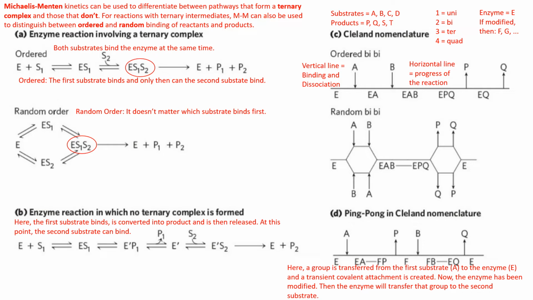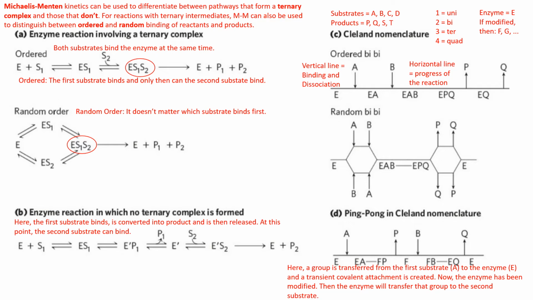So here we have an ordered bi-bi and a random bi-bi. So if you have a vertical line, that equals binding and dissociation. So here you have A is a substrate, so a substrate is binding. Here you have B is also a substrate, and it's binding.